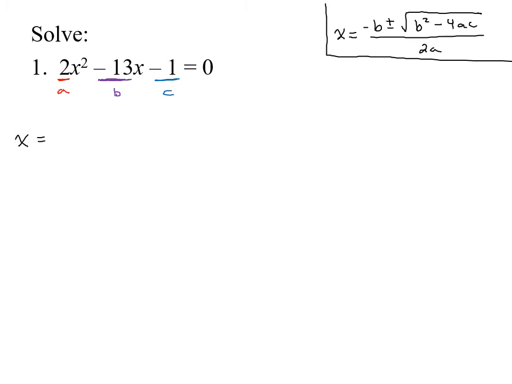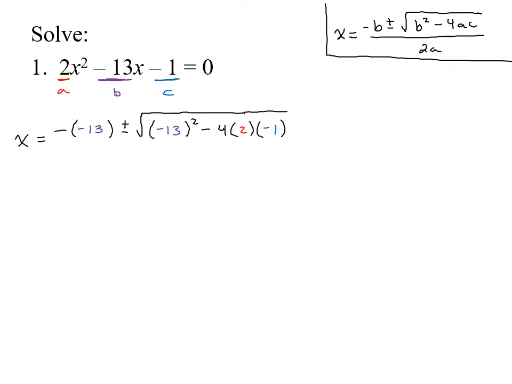So x equals the opposite of b, so that would be negative 13, plus or minus the square root of b, which is the negative 13, squared, minus 4 times a, which was 2, times c, which was negative 1.